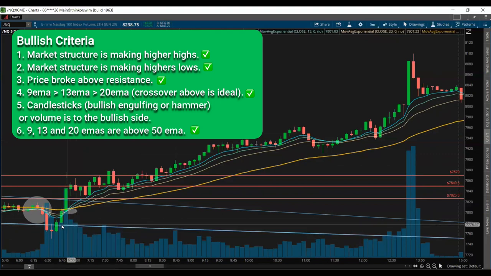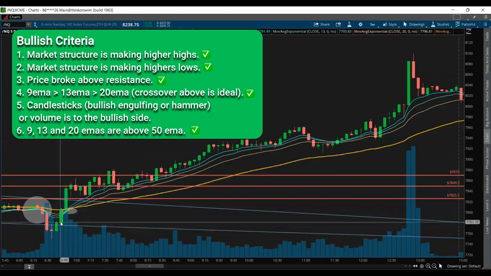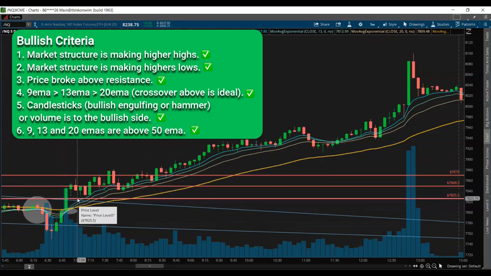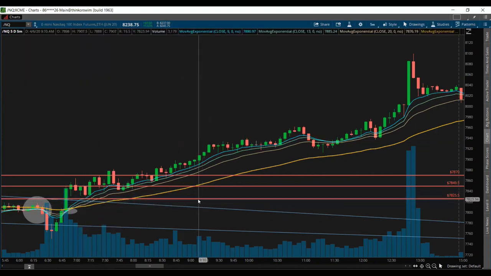And let's look at some candlesticks. These are three big bullish candles in a row. And you can see that the volume's increasing to the upside. So that is telling us, since we're breaking resistance here and now support, this should hold as support. So at this point, we can go ahead and start looking for a bullish trade, knowing that if we lose this 7825.50, we're probably going to lose that bullish sentiment.